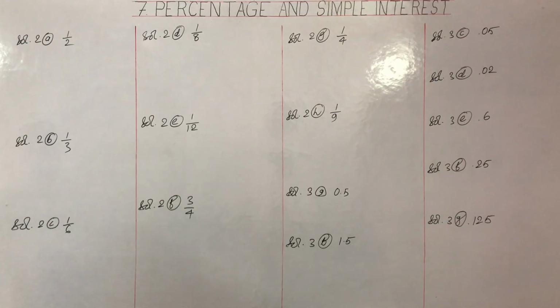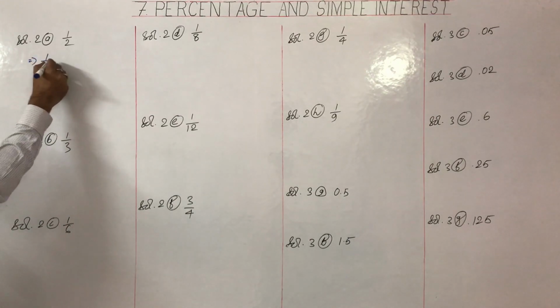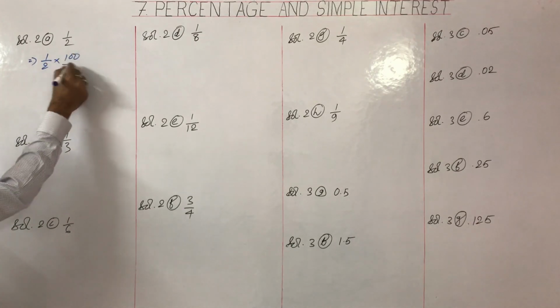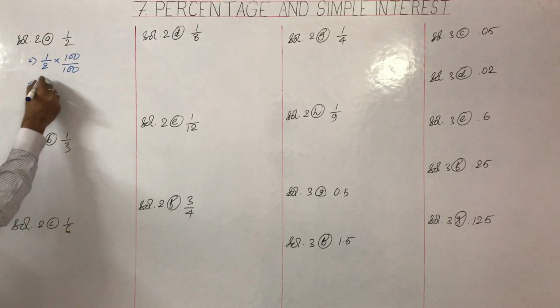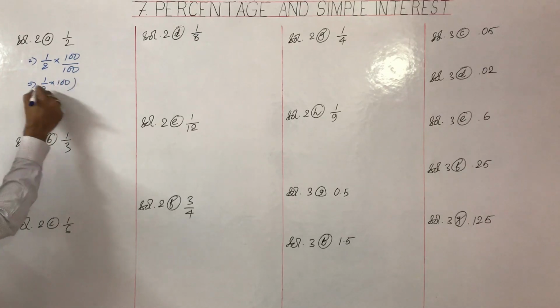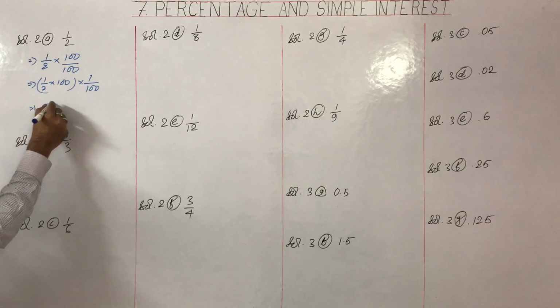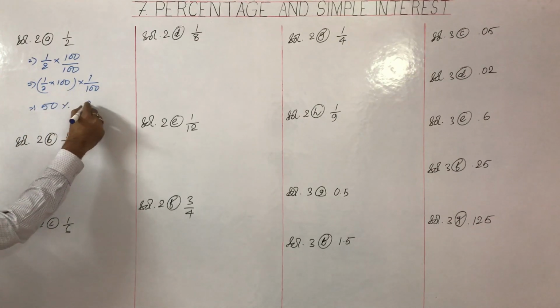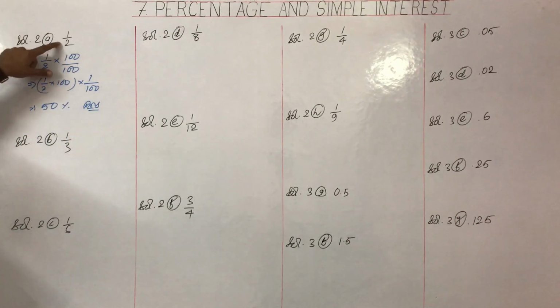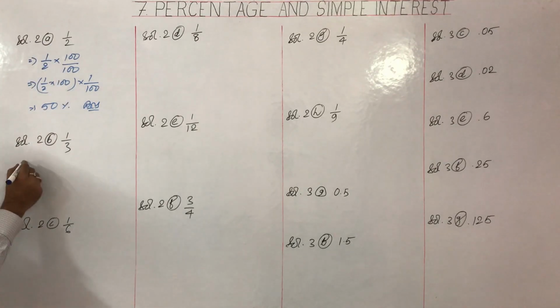Next, question number 2. Write each of the following as a percent. So the first fraction is 1 by 2, and we have to write it in percent. The process is the same. So directly we can multiply 1 by 2 into 100 by 100, then 1 by 2 into 100 is the first part, and 1 by 100 is the second part. 100 by 2 is 50, and 1 by 100 becomes percent. So 50%. 1 by 2 means 50%.